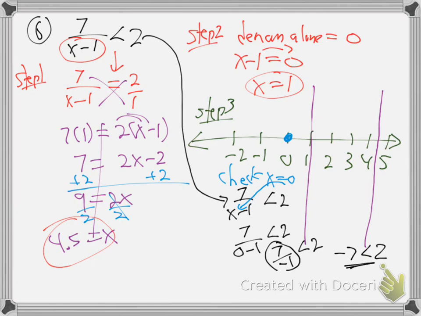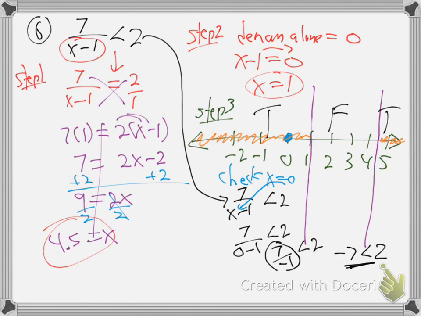Now, is that true or is that false? -7 is less than 2. That's true. That means this is true, false, true. So the truth is found in this section and this section.